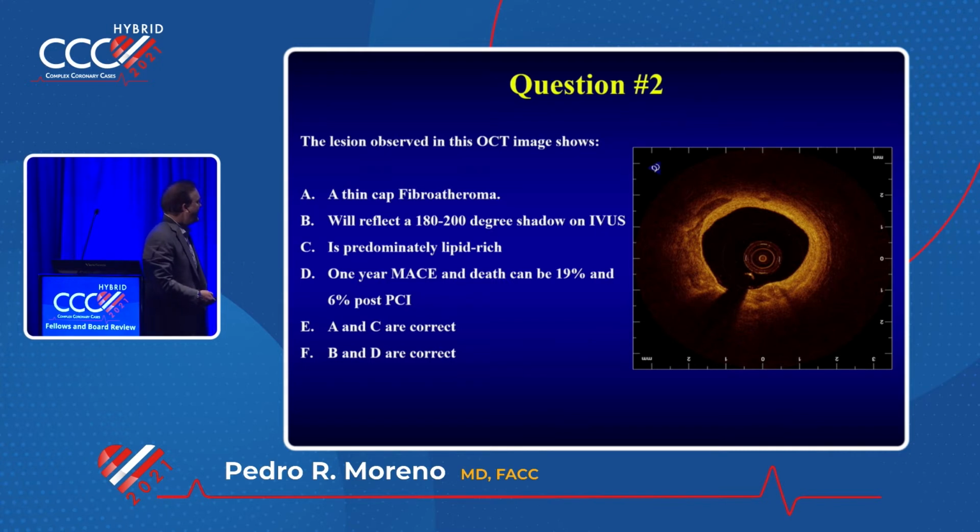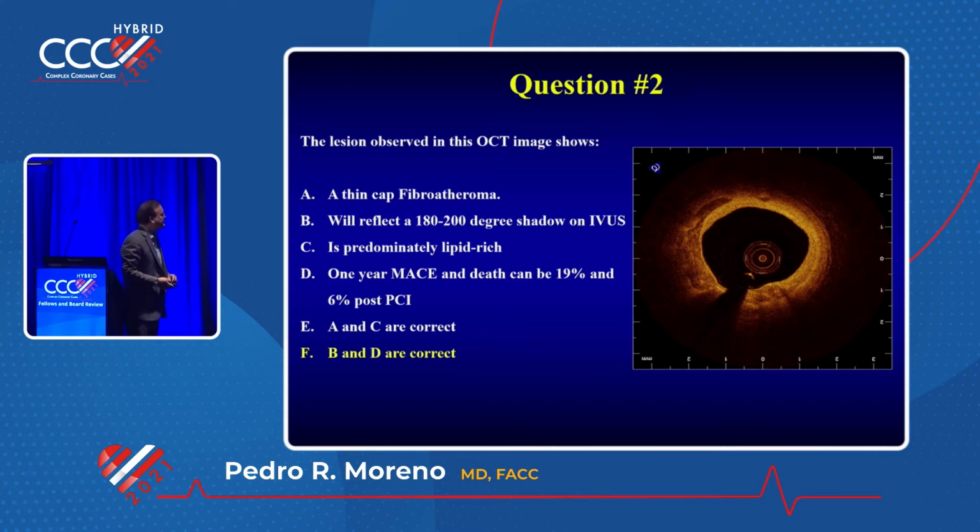A and C are correct. It looks like a thin cap fibroatheroma, huh? But if you have lipid, you see nothing behind. What calcium is for ultrasound, shadow, lipid is for OCT, shadow.